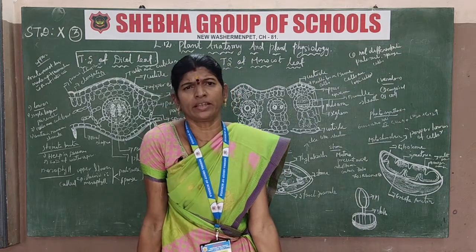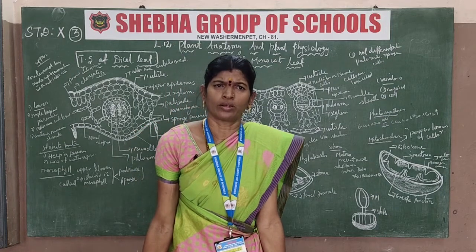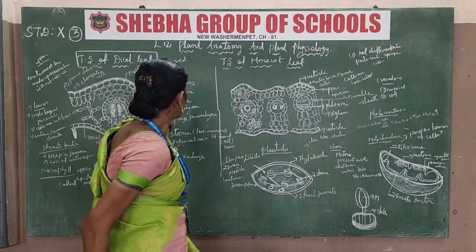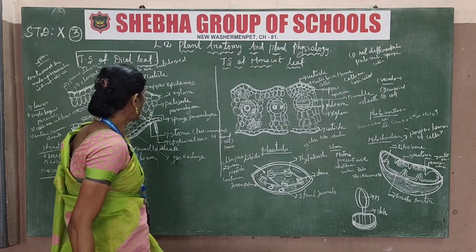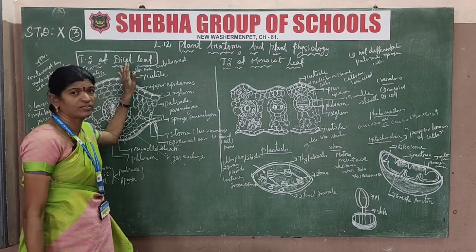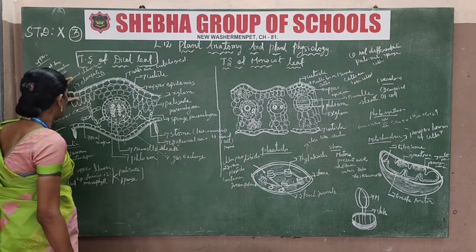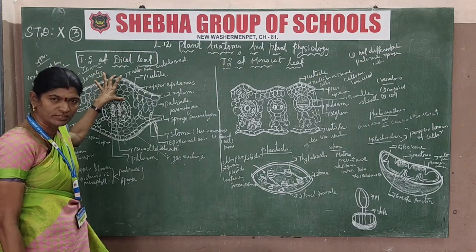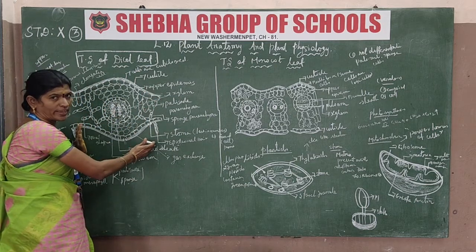In the last two sessions we covered monocot stem, monocot root, dicot stem, and dicot root. Now we are going to learn the TS of a dicot leaf, a transverse section of the dicot leaf. First, the upper and lower epidermis. Two epidermis are present: one is the upper and another one is the lower epidermis.